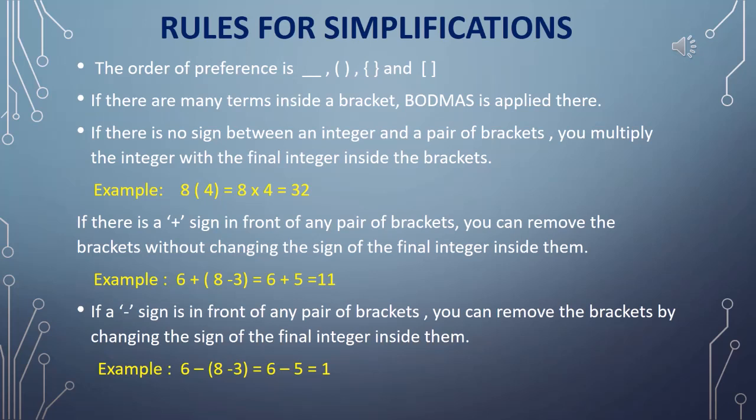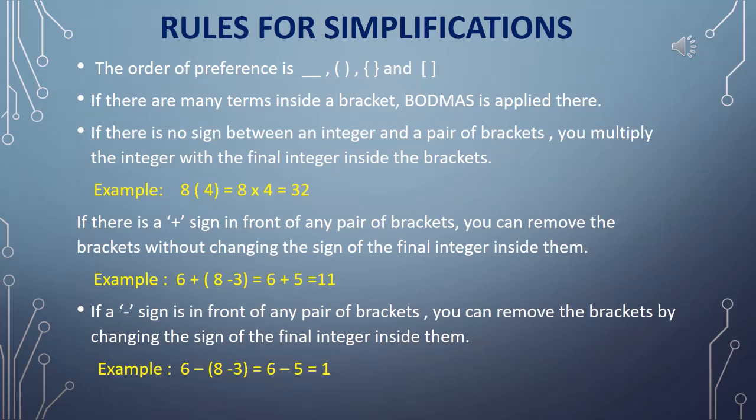In the second rule, if there are many terms inside a bracket, BODMAS is applied there. In the third rule, if there is no sign between a number and a pair of brackets, then it is implied that the operation to be performed is multiplication. For example, here we have no sign between 8 and 4. It means that 8 multiplied with 4, which is equal to 32.